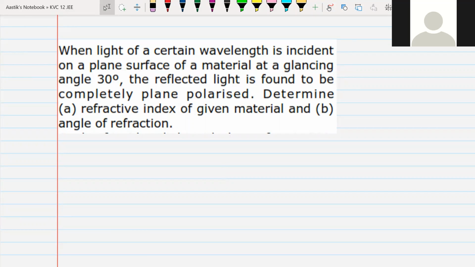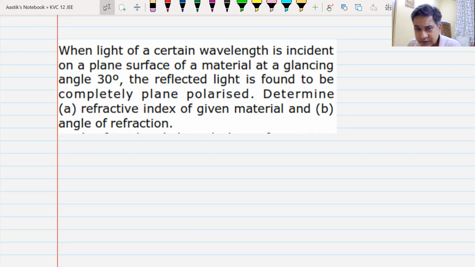Remember, the topic is very simple. The only thing that they are going to do is ask you questions in different ways so that you get confused, nothing else. When light of a certain wavelength is incident on a plane surface at a glancing angle, the reflected light is found to be completely plane polarized. They have not given you the incident angle, they've given you the glancing angle. That is the only thing that you have to understand. Find number one, the refractive index of the material. Number two, the angle of refraction. I'll give you 2 minutes. Think about it.